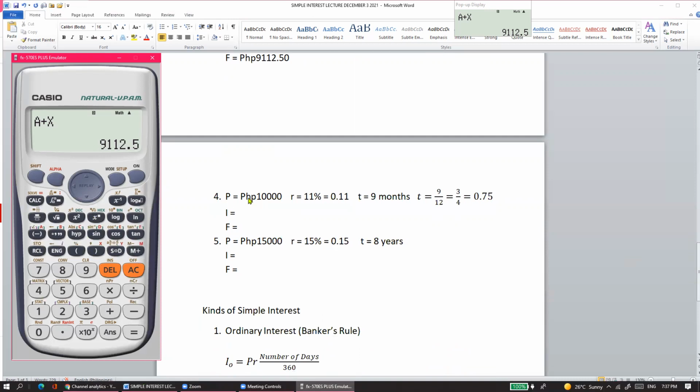Okay, so ito. So I'll press calc again, and then I'll press 10,000 for the A for problem number 4. And then I'll press equal. The calculator will ask us about the rate of interest, and that is 0.11. I'll type it again. I'll press equal. And then the calculator will ask us again about the value for C or the time, and that is 0.75.